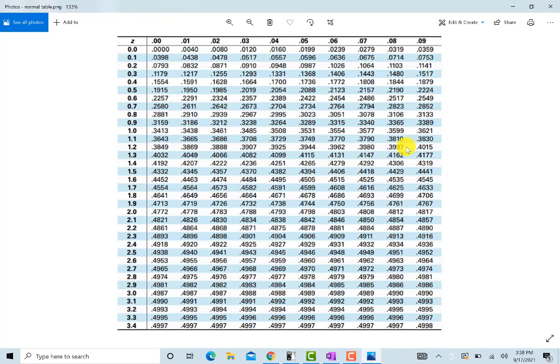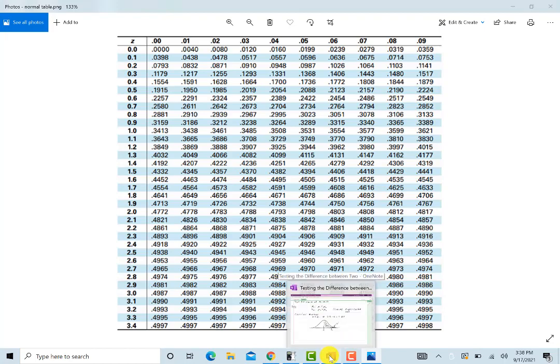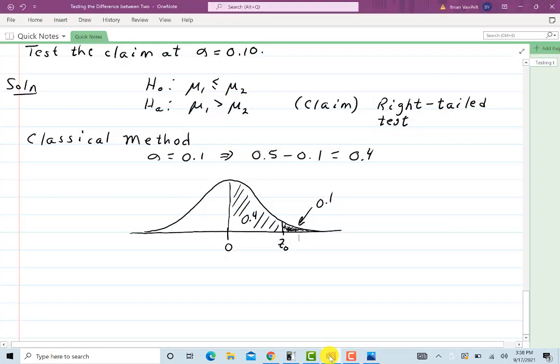So from that, let me go across the row to 1.2, and then let me go up the column to 8. So I know that my z naught is 1.28. So from the table, if you want to call it the standard normal distribution table, go ahead. z naught equals 1.28.